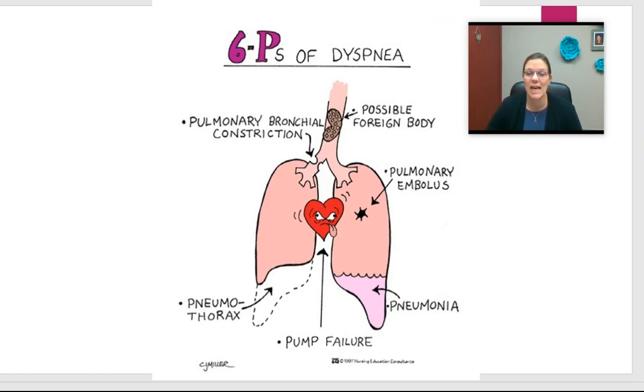So the 6 P's of dyspnea are a possible foreign body in the upper airway, some pulmonary bronchial constriction, maybe inflammation or something, a pulmonary embolus, a blood clot in the lung, maybe a pneumothorax where the lung has less space, pneumonia, or pump failure, meaning heart failure. So those are the 6 P's of dyspnea, the 6 most common reasons that somebody's going to have difficulty breathing.